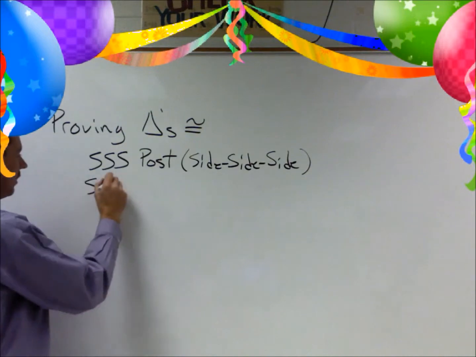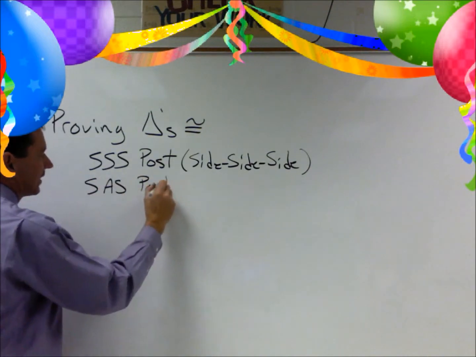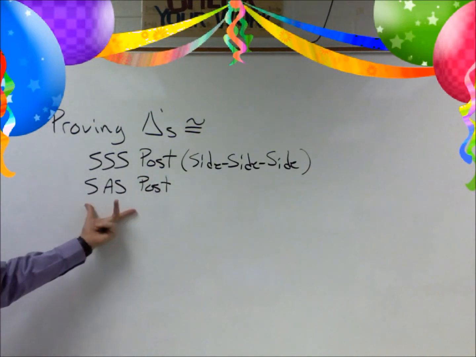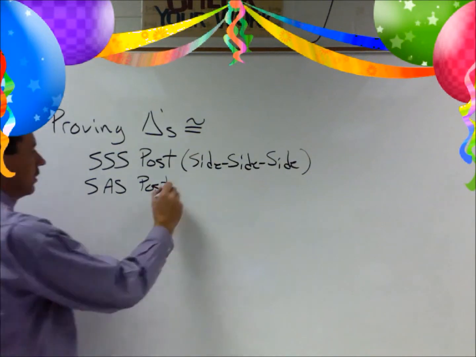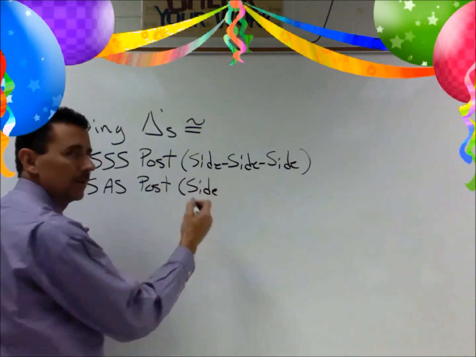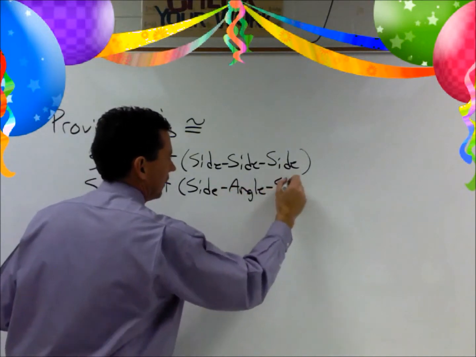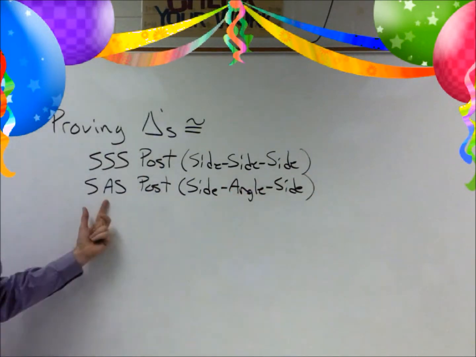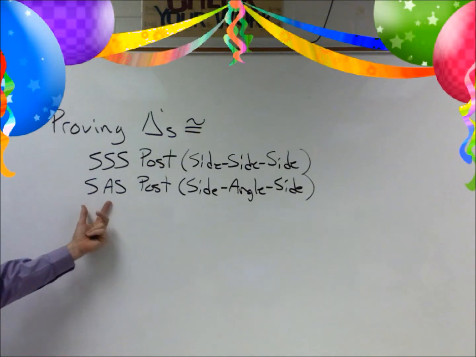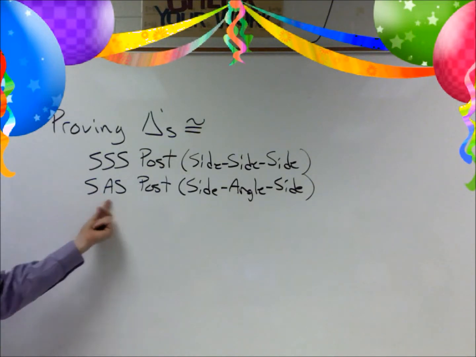Then we had the SAS postulate. SAS stood for? Side, angle, side. And again, what was special about the angle? It was in between the sides. Yeah, it had to be the included angle. So the order here was important.